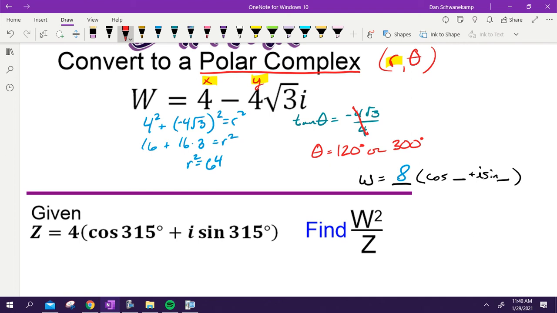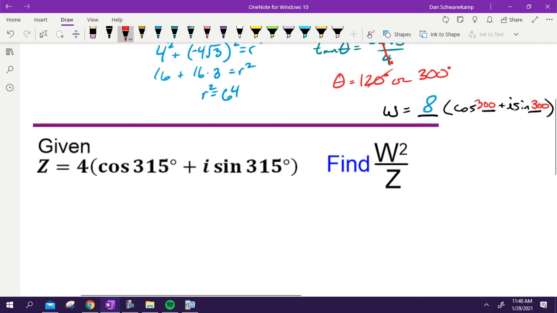Which one do I want, 120 or 300? 300 because I want the Y to be negative and the X to be positive. So 300 goes there. Everybody good through the first part?